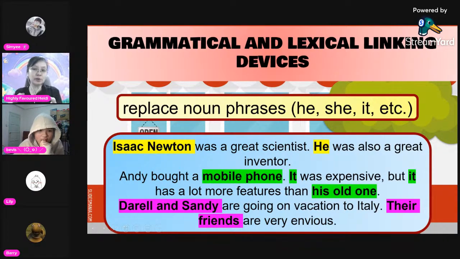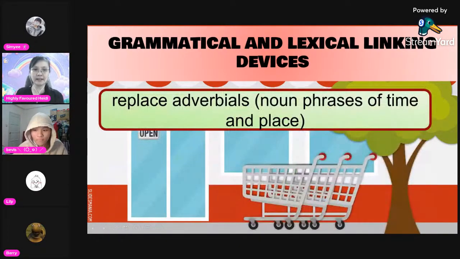And then you see his old one is also representing the old mobile phone. Okay, so this one is called replace noun phrases. Daryl and Sandy, and then you replace it with their friends. You don't say Daryl and Sandy's friend. You don't repeat. If you repeat, then it's no good. That means you do not know how to replace noun phrases. So this is also one of the cohesive devices. Okay, let's go to the next one.